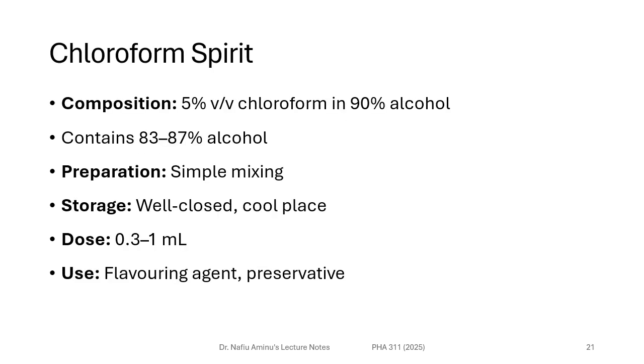Another example of spirit is what we call chloroform spirit. It contains 5% volume by volume of chloroform in 90% alcohol, and it has a high content of alcohol, 83 to 87%. We prepare it by simple mixing of the chloroform in alcohol, and in terms of storage, it has to be stored in a closed container in a cool place due to the volatility of alcohol. The dose also is very small because spirit has a high content of alcohol, so it shouldn't be taken in a large amount. When taken in a large amount, we know the effect of alcohol, right? To avoid that, only a very little amount is taken. 0.3 to 1 ml is enough to trigger the expected therapeutic effect of that particular chloroform. So it is used as a flavoring agent and preservative.